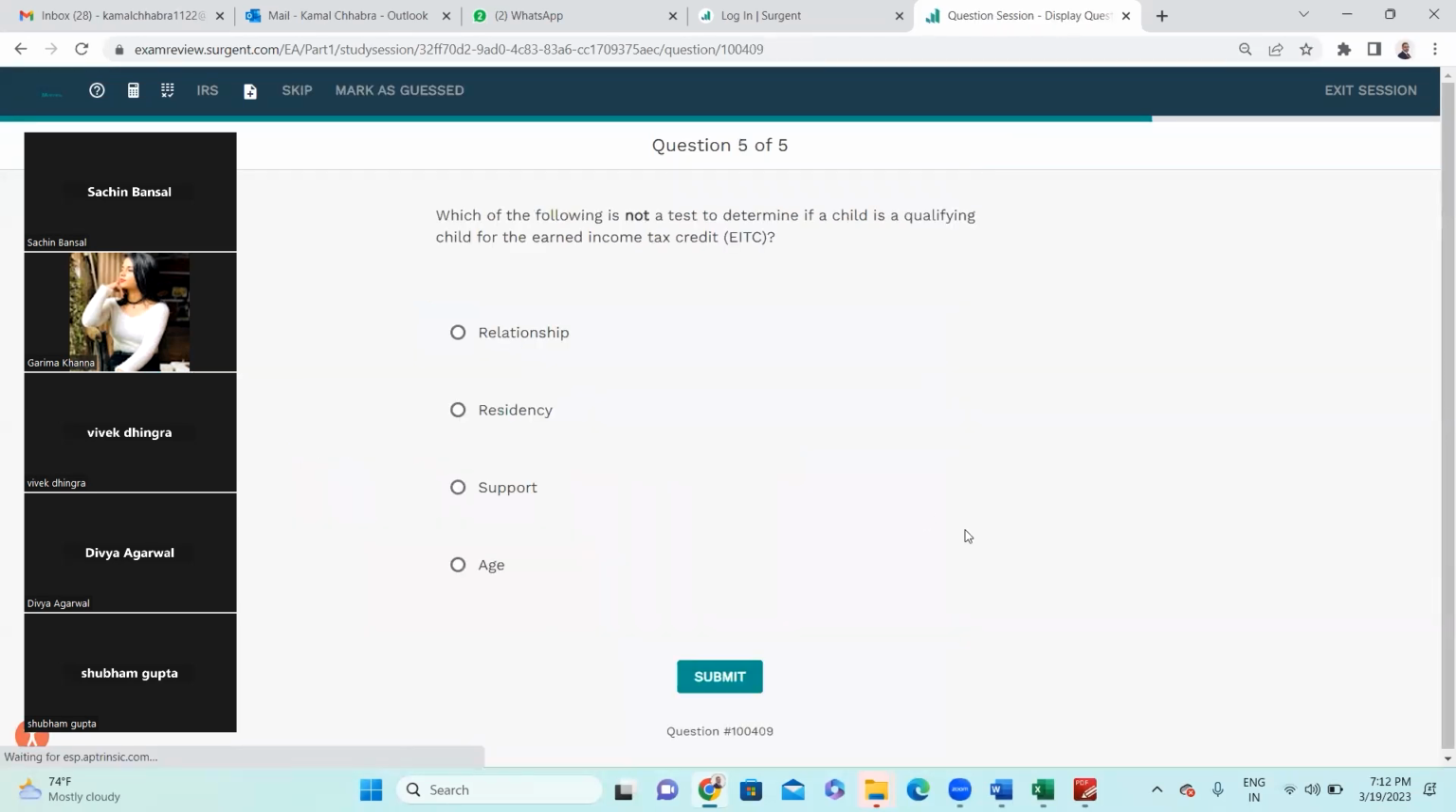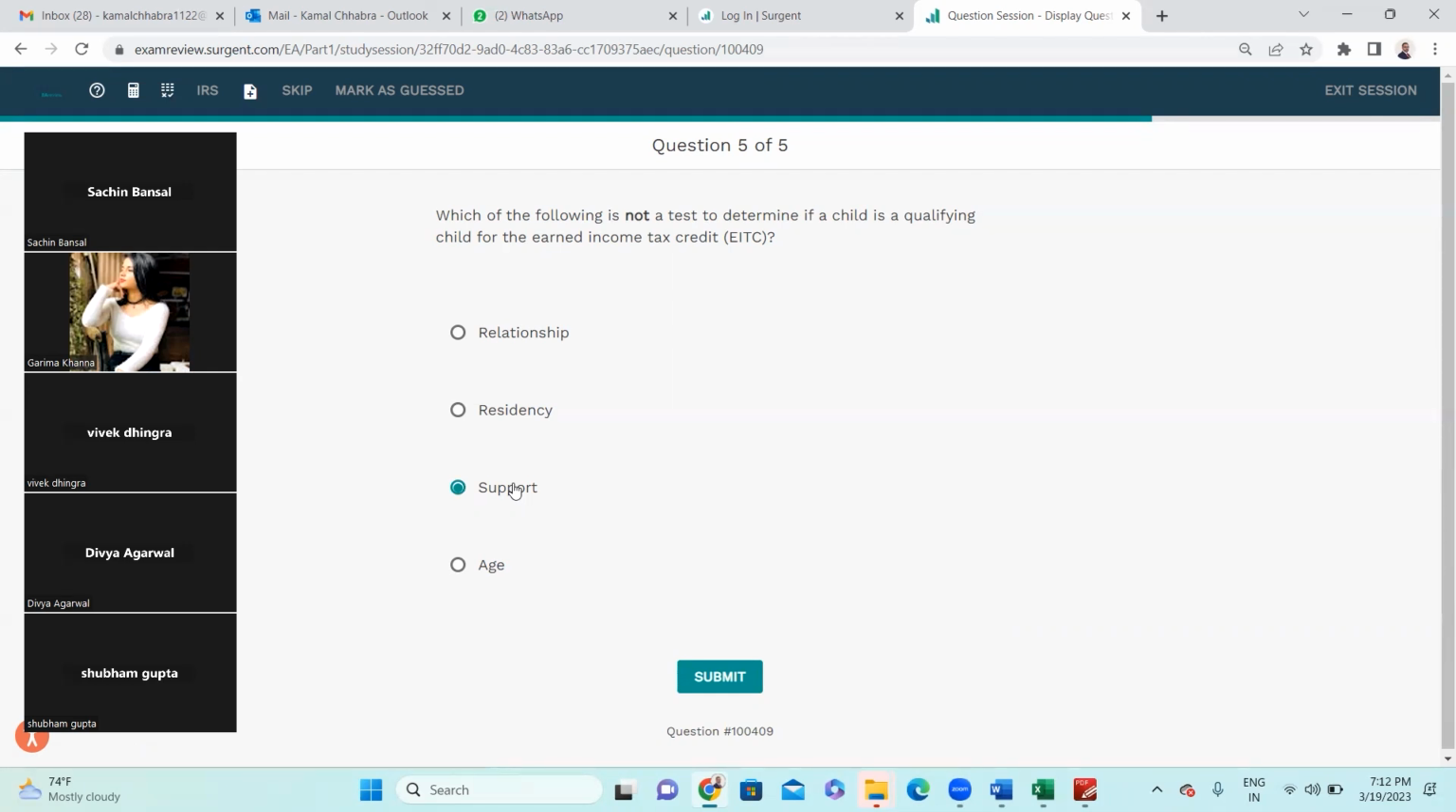Cool. So last question. Which of the following is not a test to determine if a child is a qualifying child for earned income tax credit? Relationship, residency, support, or age. Option third. You're saying support is not a required test? Yes.